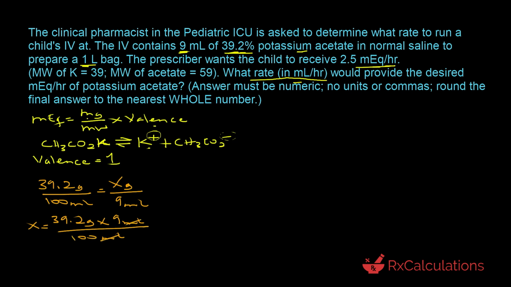The milliliters cancels out and you end up with 3.528 grams of potassium acetate. But notice we need to have that value in milligrams. So we're going to do a quick conversion.